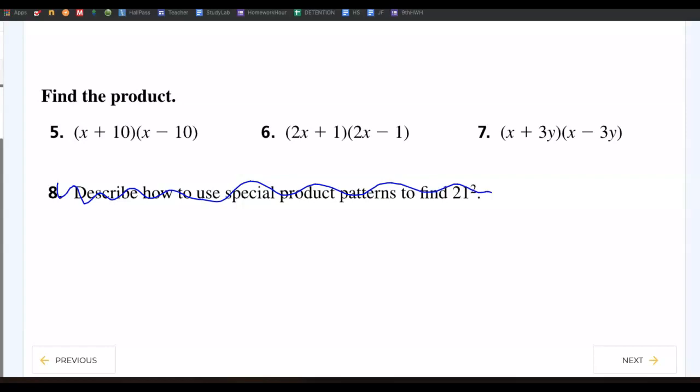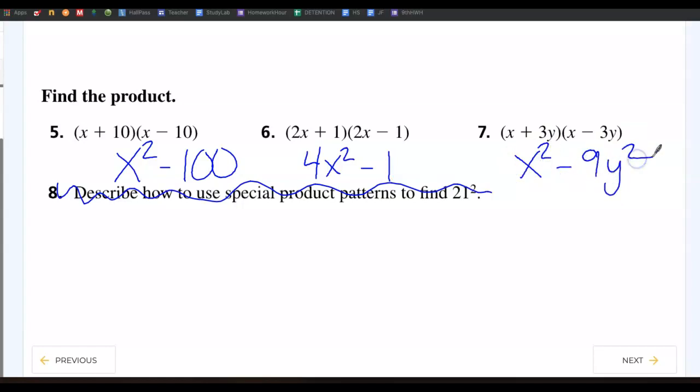Emma, can you tell me what you got for number 5? Thumbs up if you agree. Maddie, what did you get for number 6? I got 4x squared minus 1. I agree. Thumbs up if you agree. Awesome. And Ryan, what'd you get for the last one? x squared minus 9y squared. Good. It's not 2, it's squared.